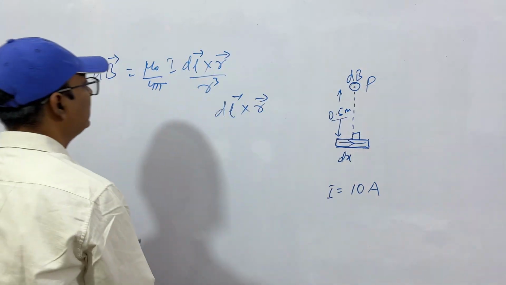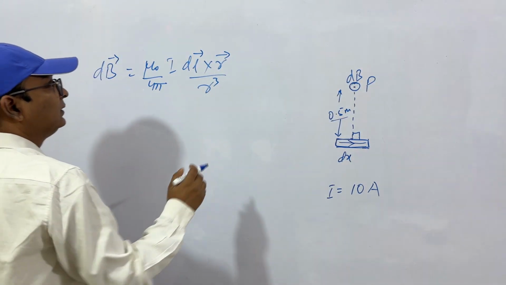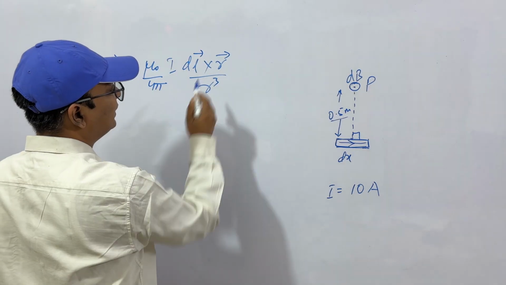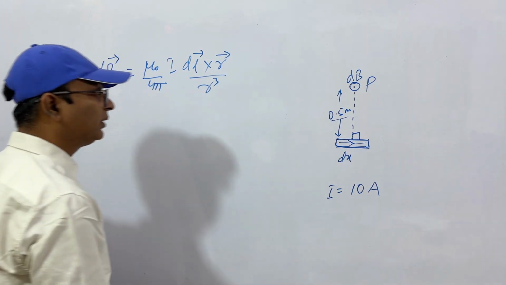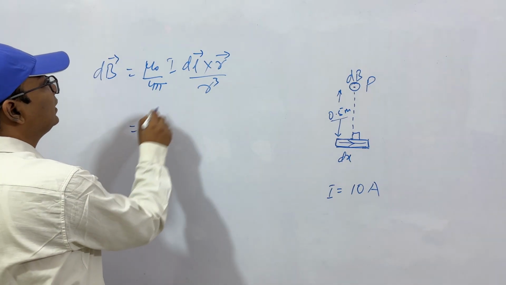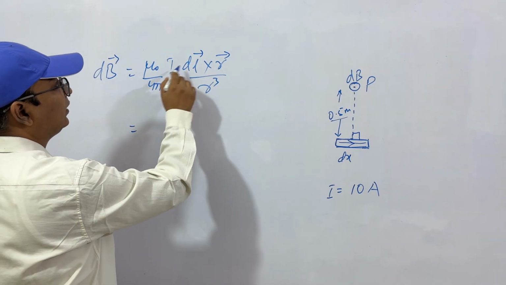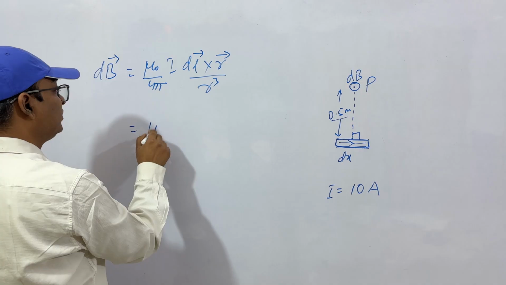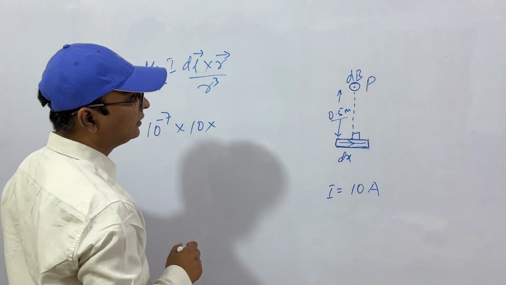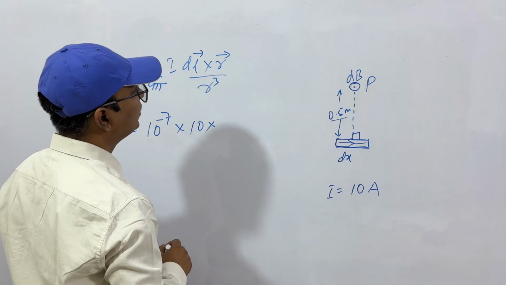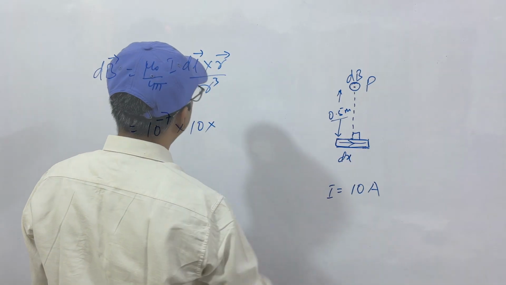So this is our direction, and what will be the magnitude? This will come to dl r sin theta by r cube, so r square sin theta. Theta is 90, it is perpendicular to this. So it is simply I dl by r square. So mu 0 by 4 pi, it is 10 to the power minus 7. I is 10. dl, what is the length of this current element?